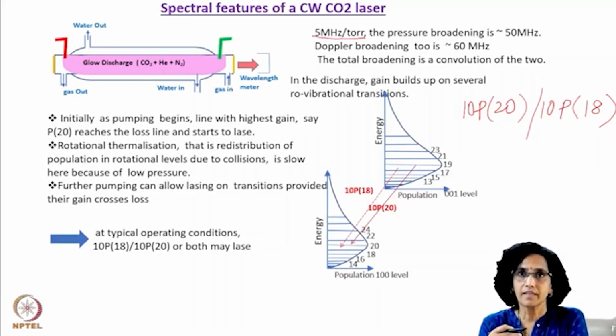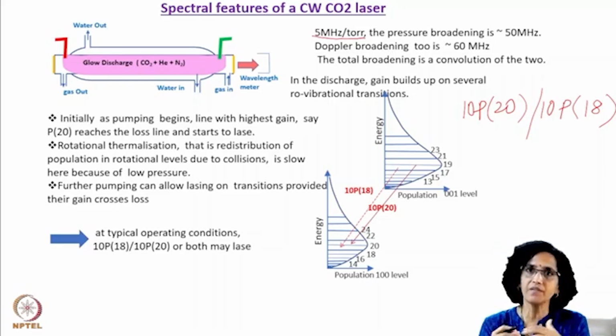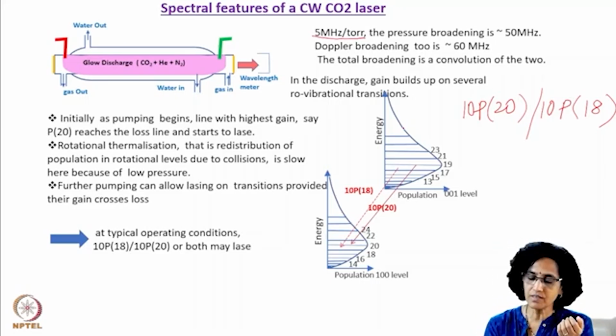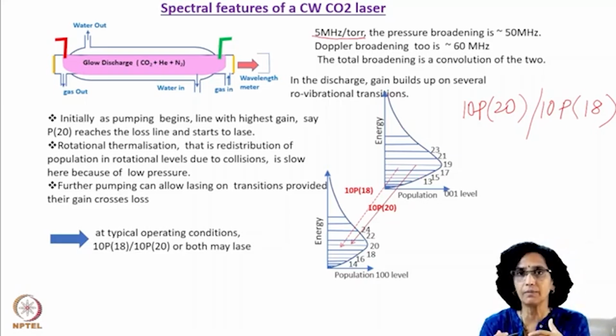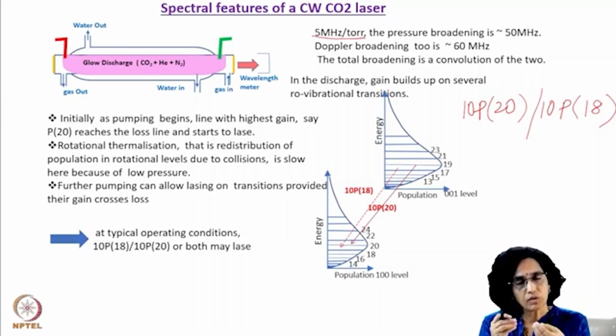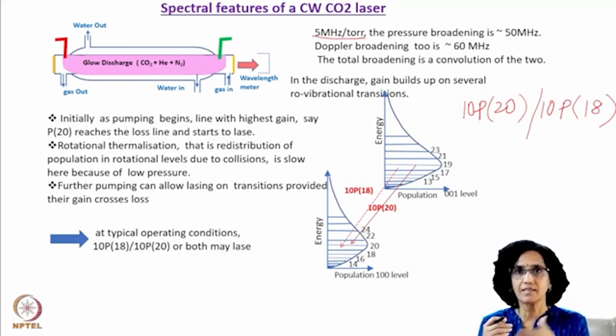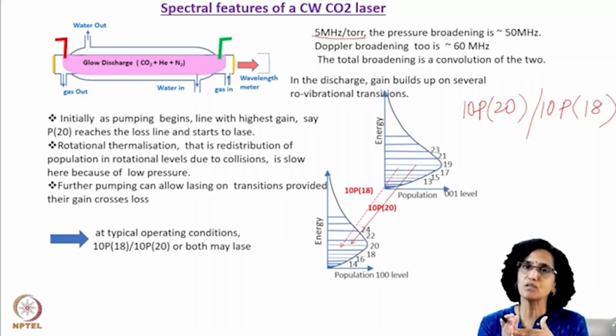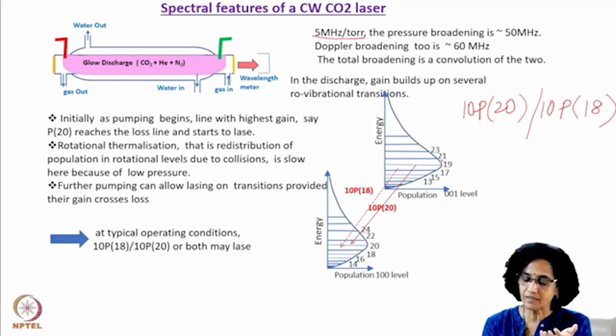And once the gain on this transition, whichever transition is the lowest loss line first, lasing begins there. Once lasing is set, then rotational relaxation, that is through collisions, takes over, and the population tries to come back to the same kind of population distribution curve. Although it is a little slow because the pressure is low, it nevertheless happens. The pumping is also slow. When lasing begins, the population inversion and the gain reduce.